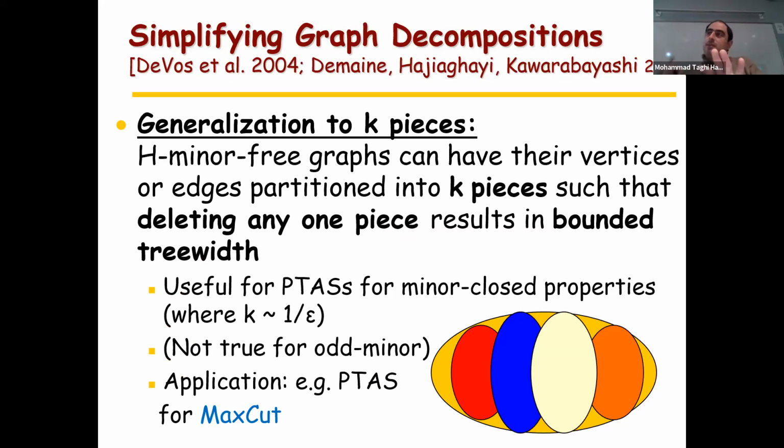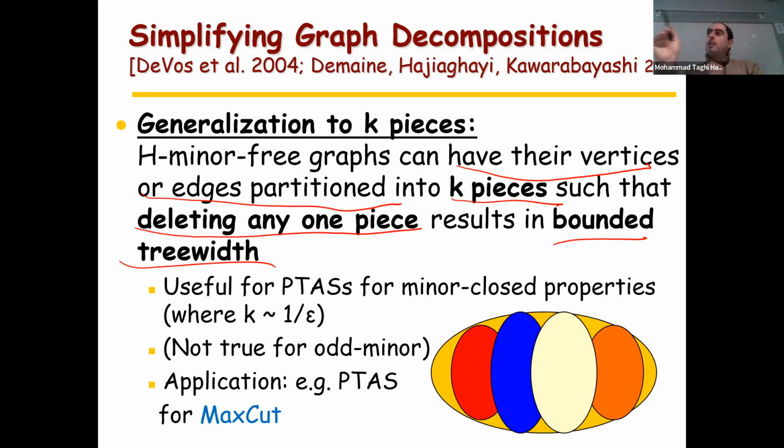Now, this is somehow similar to those types of PTASs that we had using the generalization of Lipton-Tarjan through bidimensionality. It says that any H-minor free graph can have its vertices or edges partitioned into k pieces, such that deleting any one piece results in a bounded treewidth.